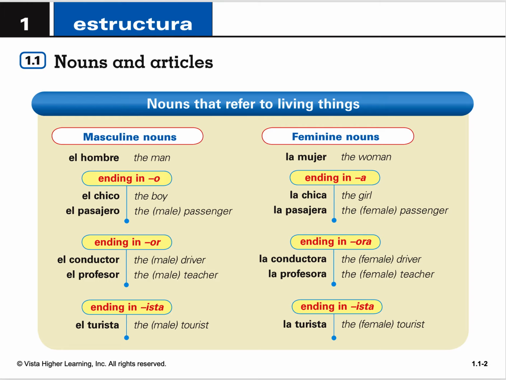Feminine nouns are la, L-A, and again, these make sense, like a woman, a girl. If it's a female passenger, it would be la pasajera, as opposed to a male passenger, which is el pasajero. So when you're in Portales, it's very important that you look for context in the scenario to know if you have a male or a female teacher, passenger, professor, tourist, etc. So you use the proper article in front of it.